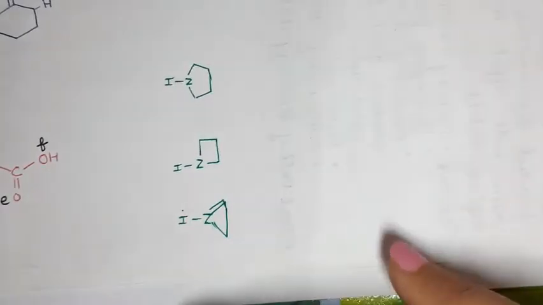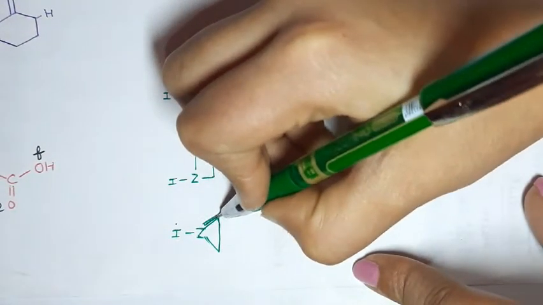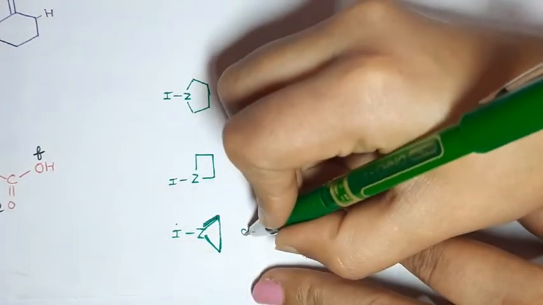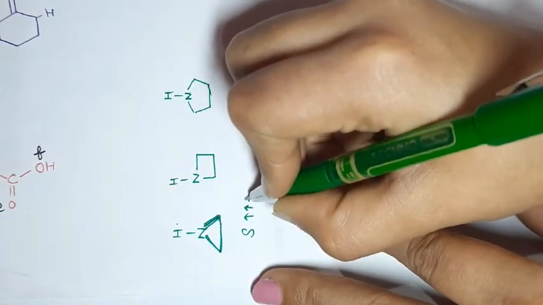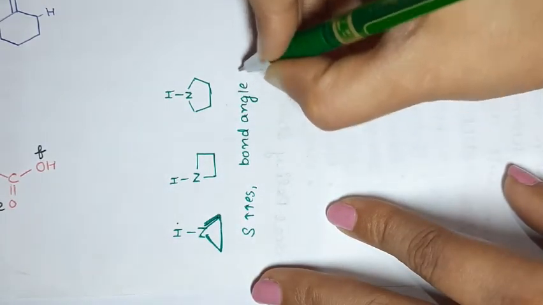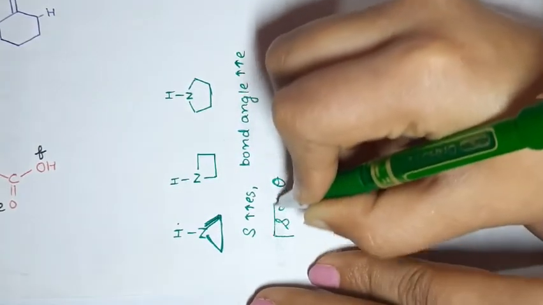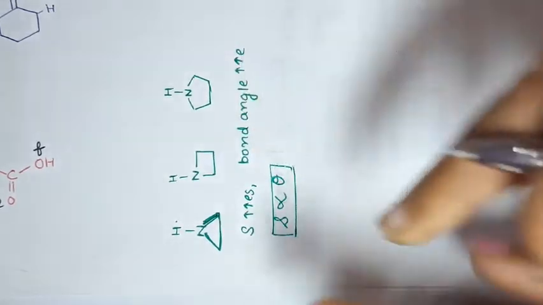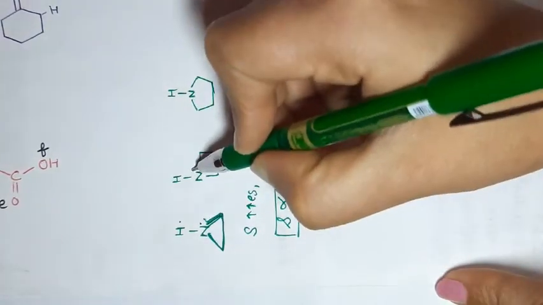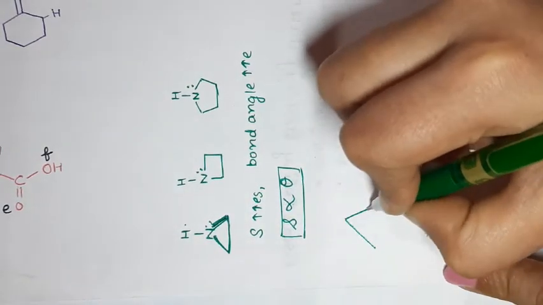Okay, now you have already come across this question in various previous year exams. Here the concept is, as s character increases, bond angle increases. That is, s is directly proportional to theta. This concept one must know. Now how will we decide which nitrogen will have a greater donor ability in this case? Let us first of all consider this example.